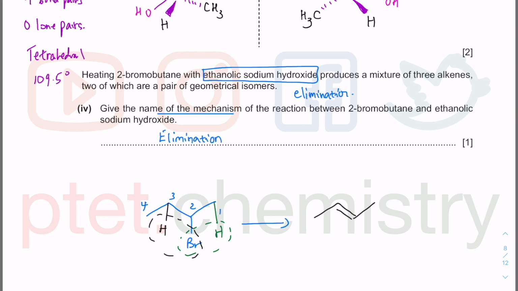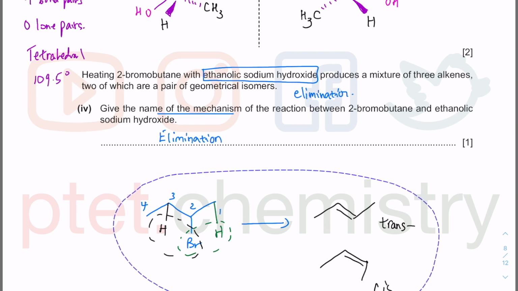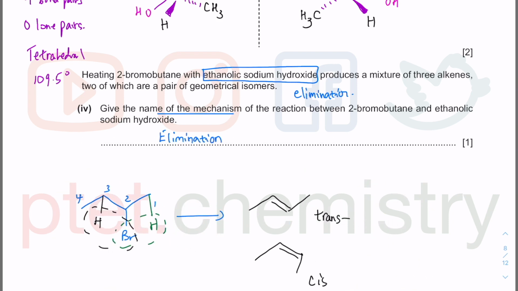If I remove from the black color hydrogens, my double bond will be between 2 and 3, and I can have cis and trans isomers. That is your trans isomer. That is your cis isomer, because they're on the same side, and on different sides. You have geometric isomerism in the AS syllabus.